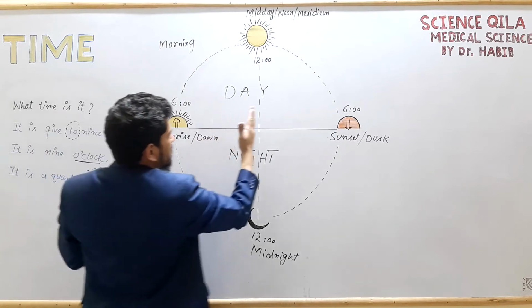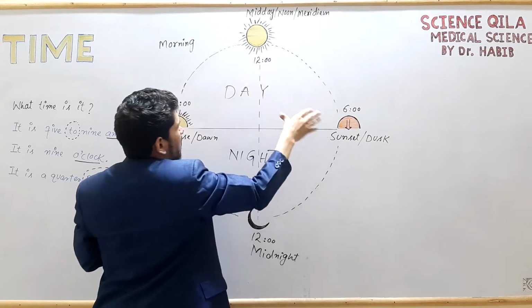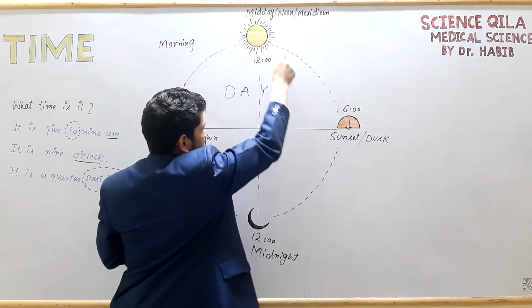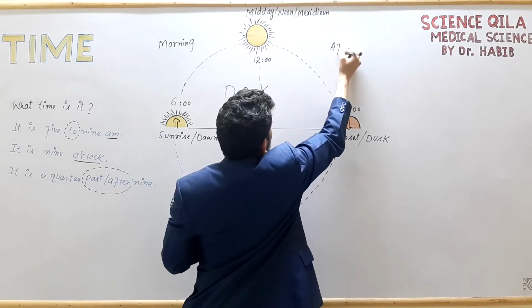Okay, so this is the middle of the day, or midday. The time after midday, of course, we call noon. So that's why we call it noon. This time after the noon is called afternoon. So what do we call it, please? Afternoon.